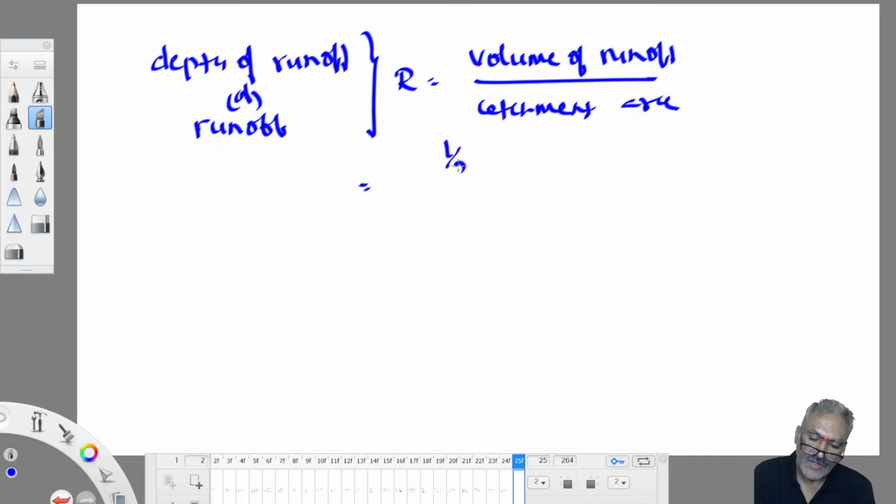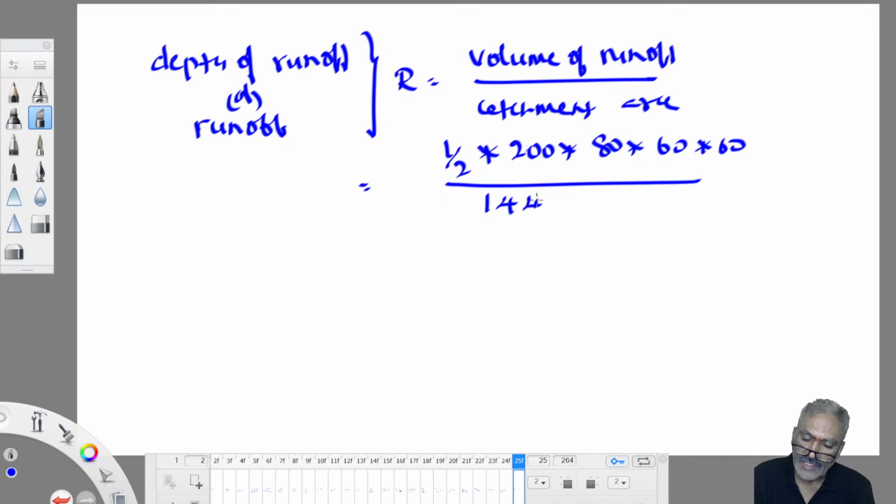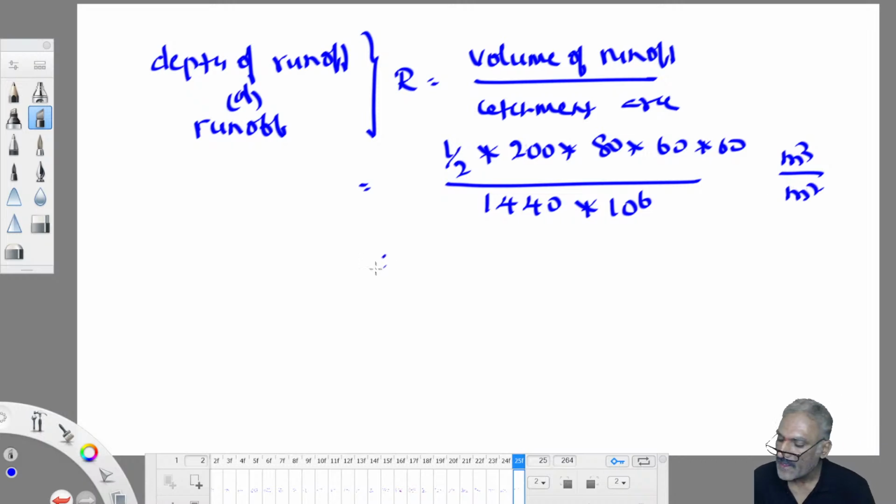So volume of runoff we got: half into 200 into 80 into 60 into 60. IES people are supposed to work out this question without a calculator. That way simple numerical values are given to them. For you, calculator is allowed, therefore tough numericals they will ask. Divided by 1440 into 10 power 6. So this is in meter cube by meter square. You will get the answer in meters. Then you can convert to whichever unit system you like. Meters also you can convert. Come on, work out.